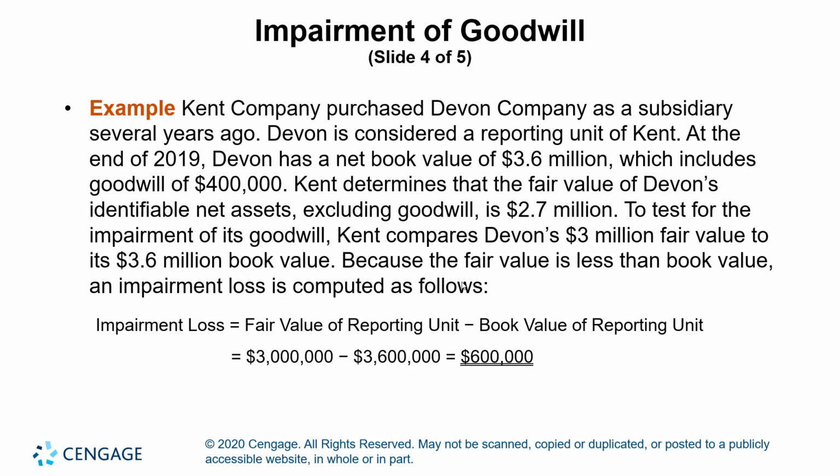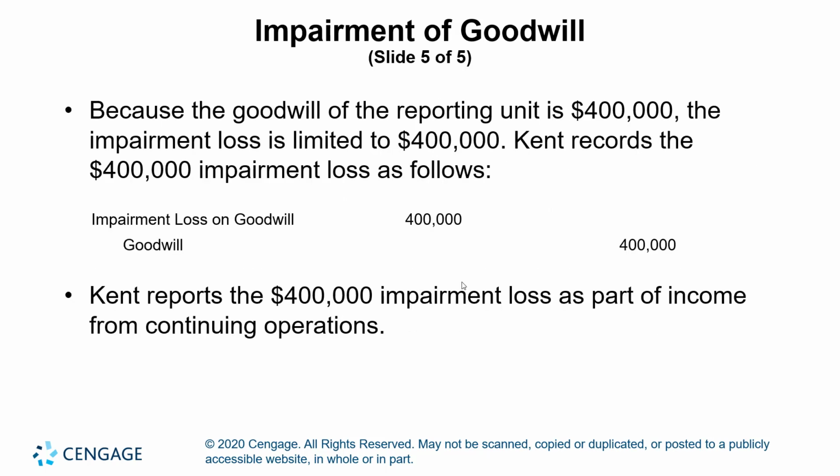An example: Kent Company purchased Devon Company as a subsidiary several years ago. Devon is considered a reporting unit of Kent. At the end of 2019, Devon has a net book value of $3.6 million, which includes $400,000 in goodwill. Kent determines the fair value of Devon's identifiable assets excluding goodwill is $2.7 million. To test for impairment of goodwill, Kent compares a $3 million fair value to the book value of 3.6. This means the fair value is less than book value, so they have a $600,000 impairment loss. Because the goodwill of the reporting unit is only $400,000, the impairment loss is limited to the goodwill, so they must just write down $400,000.